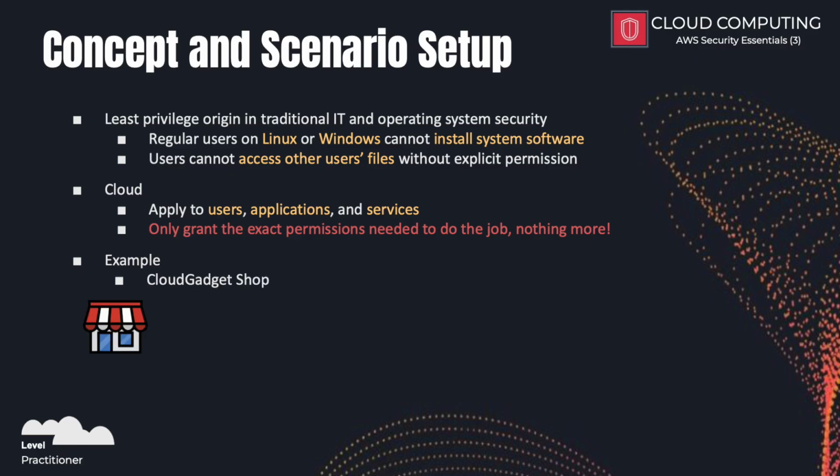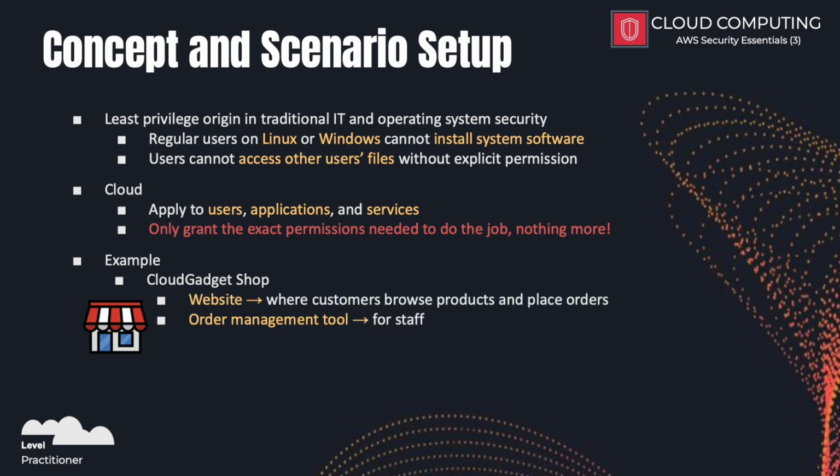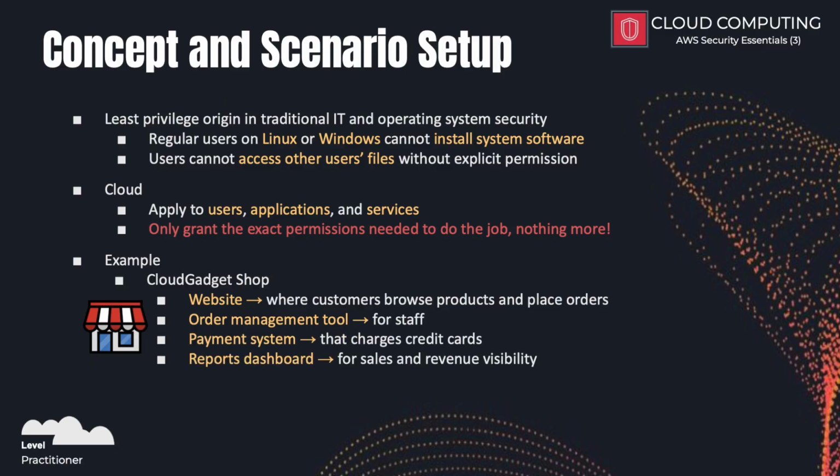To make this more concrete, let's walk through a small, imaginary online store called Cloud Gadget Shop and see how least privilege applies to each section. Cloud Gadget Shop has a few key components: a website where customers browse and place orders, an order management tool for staff, a payment system that charges credit cards, and a report dashboard for sales and revenue.